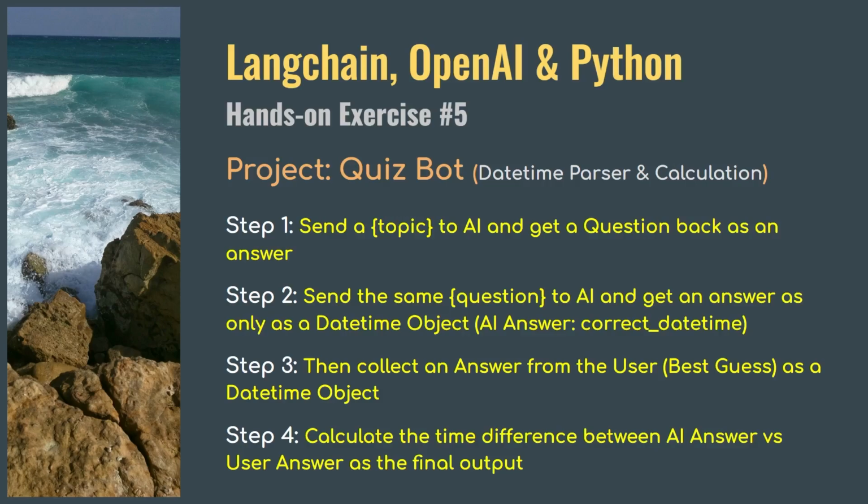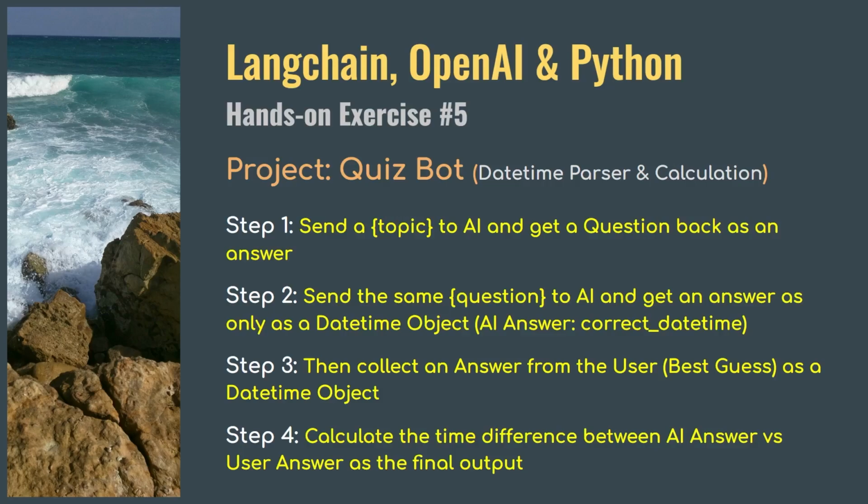Here, we send a topic to the AI and get a question back on that topic as an answer. Then we send that question back to the AI, get an answer, but only as a datetime object, something that we can use later. At this point, we take the initial question and ask that to the user for their best guess and collect the answer as another datetime object.